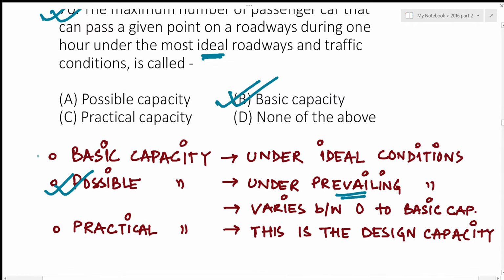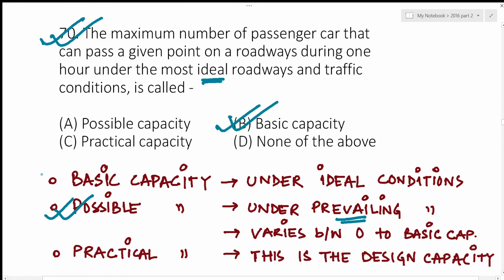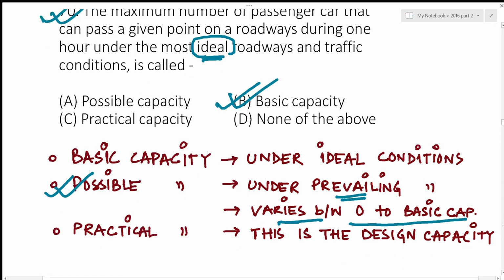So the maximum number of passenger car that can pass a given point on a roadway during 1 hour under the most ideal roadway and traffic conditions is known as basic capacity. And instead of ideal, if they give over here under prevailing conditions, then the answer would be possible capacity. And also possible capacity varies from 0 to basic capacity. Remember this, it varies from 0 to basic capacity.